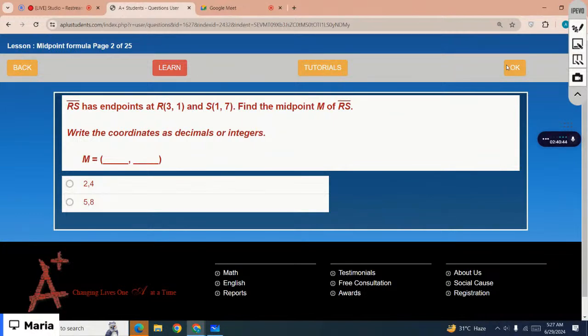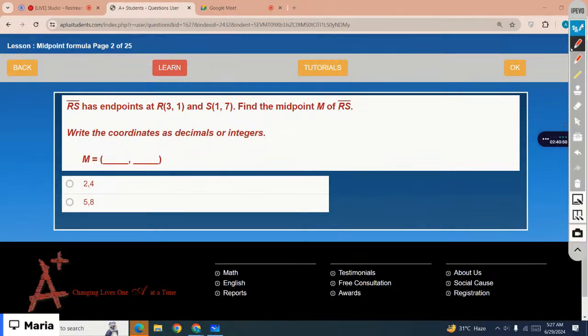Okay, R has endpoint 3, 1 and S has the endpoint 1, 7. Find the midpoint M of RS. So x1 plus x2 over 2: 3 plus 1 over 2, and 1 plus 7 over 2. That is 4 over 2 is 2 and 8 over 2 is 4. So the correct option is option 1, they are 2 and 4.